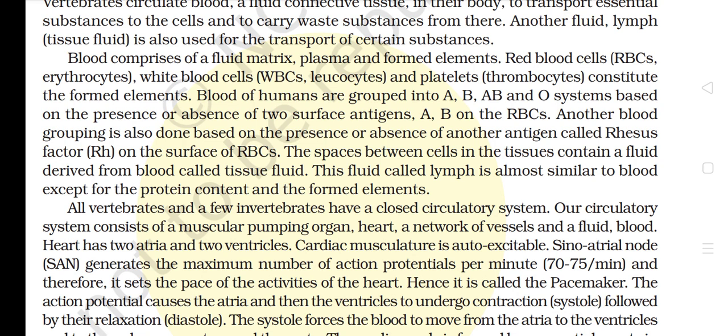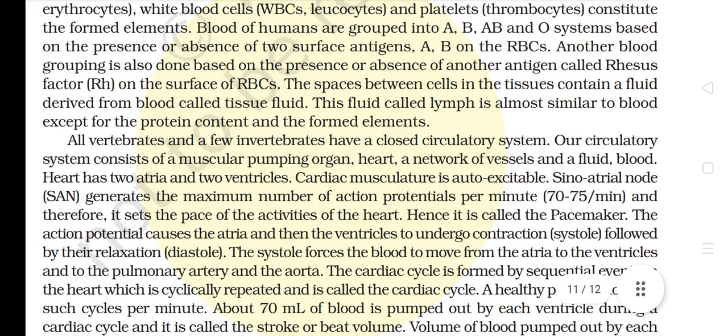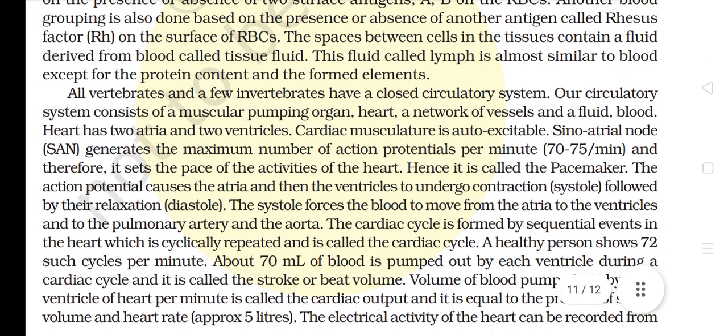Blood of humans is grouped into A, B, AB, and O systems based on the presence or absence of two surface antigens, A and B, on the RBCs. Another blood grouping is also done based on the presence or absence of another antigen called rhesus factor, Rh, on the surface of RBCs. The space between cells in the tissues contains a fluid derived from blood called tissue fluid. This fluid, called lymph, is almost similar to blood except for the protein content and the formed elements.